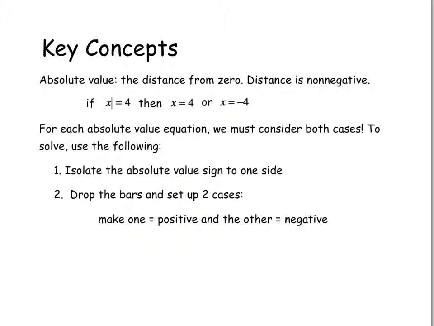Okay, our first key concept is absolute value. The definition of absolute value is distance from zero, and distance is always non-negative. A common misconception is that absolute value is the opposite, and that is not true. Absolute value is the distance from zero. And we know from science that distance can never be negative.